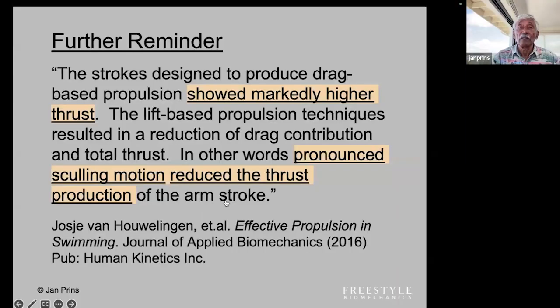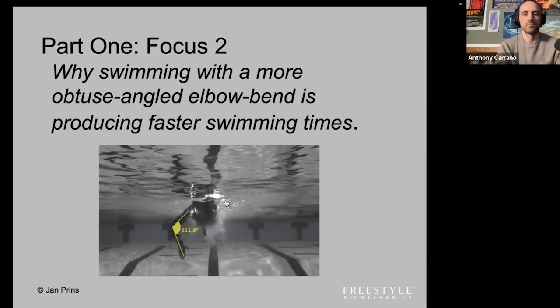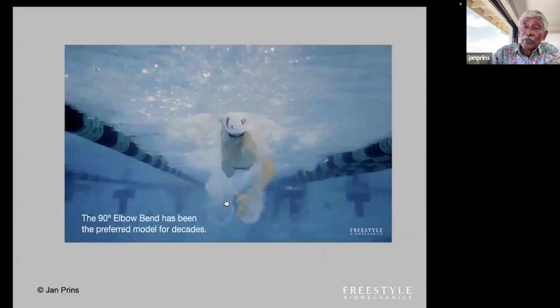Section 9. So why now? Here's the other big thing. The big change is we would tell people that they need to pull at 90 degrees. That was what the recommendation was. And it was well-intentioned, which I will show. But swimmers aren't doing that. They're not swimming with a 90-degree elbow bend. This is a picture of a swimmer, and I put this in because I want to say the 90-degree elbow bend has been the preferred model for decades.